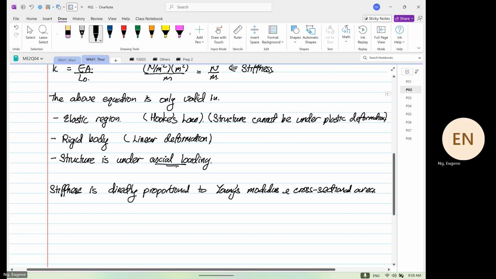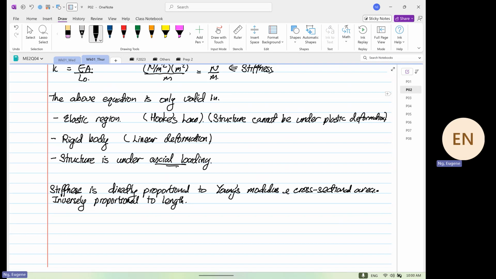And inversely proportional to length. Okay, so this is what, remember I showed you the example yesterday with the paper supporting my wallet?